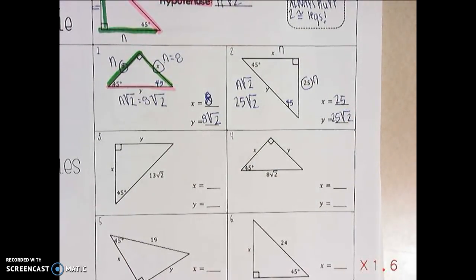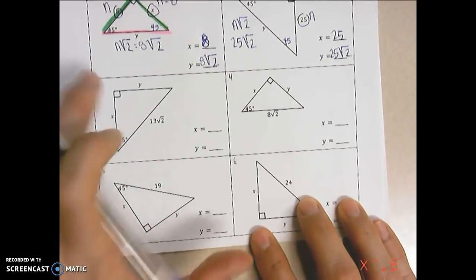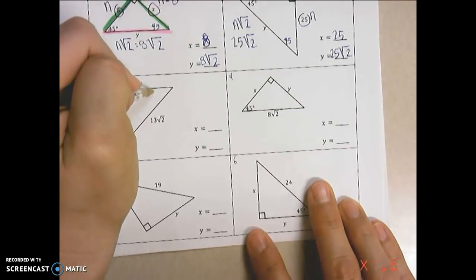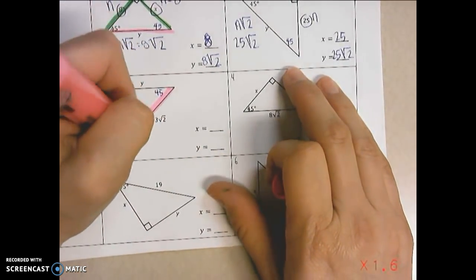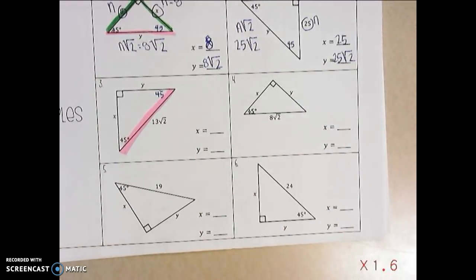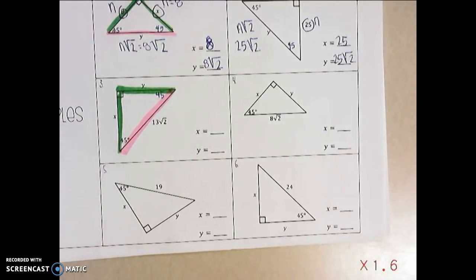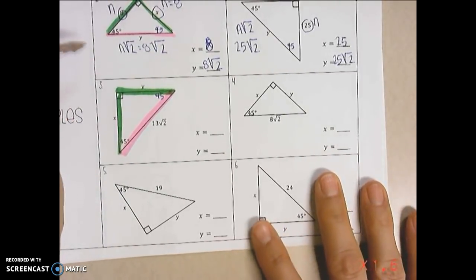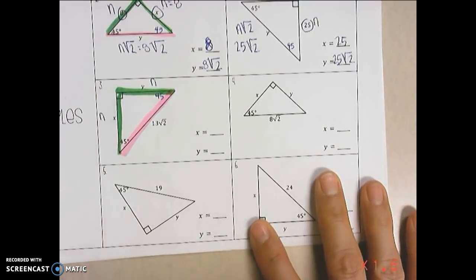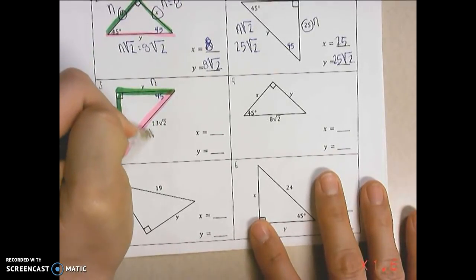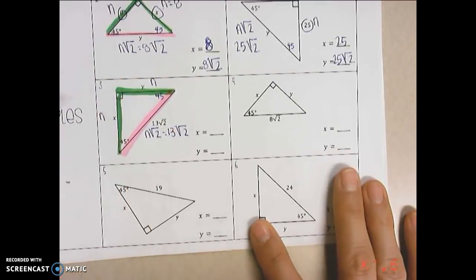Okay, let's go ahead and skip down to number 3. All right, again, 45, 45, 90. Highlight my hypotenuse. I'm going to highlight my legs. And this is N that I'm trying to find, and this is N. And N rad 2 equals 13 rad 2.